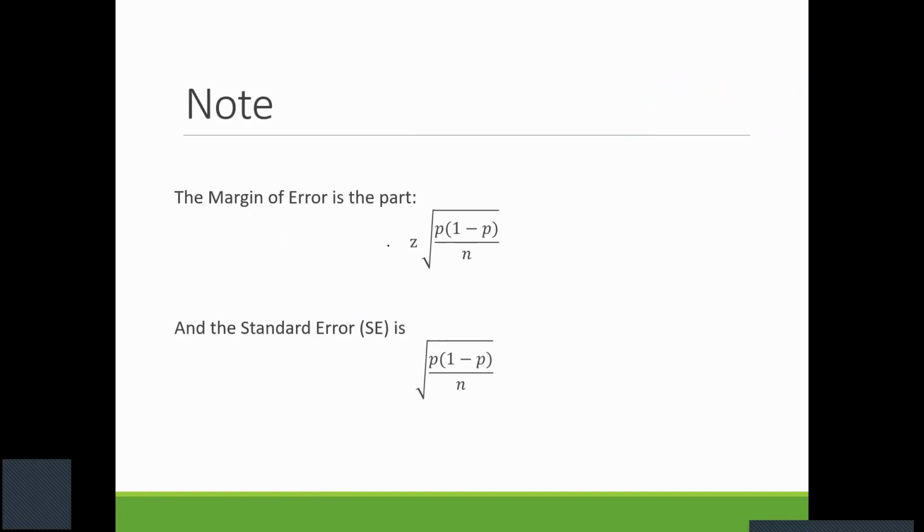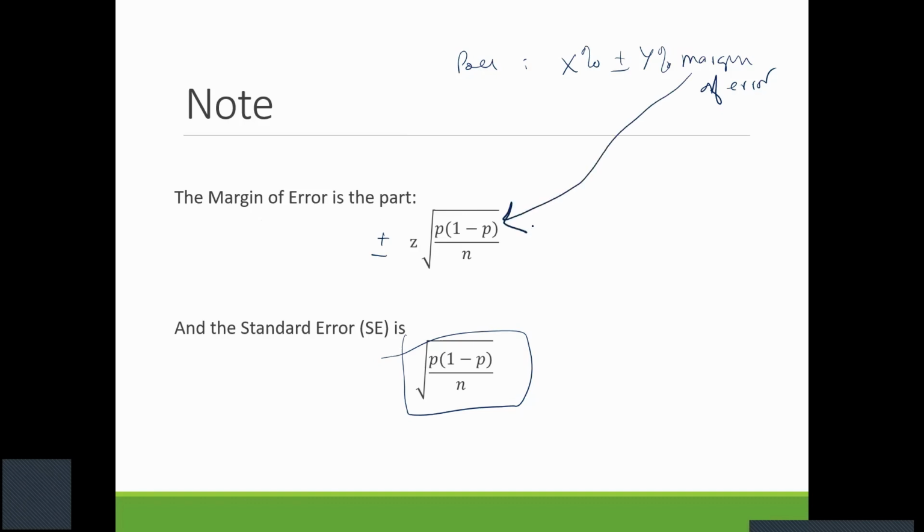The margin of error is this part. It's the part that comes after the plus minus. So it's z times the standard error. The standard error is this part, okay? So z times the standard error. And when we have a poll that says X% plus or minus Y% margin of error, then that margin of error is this whole thing, okay? So now you know what that means.